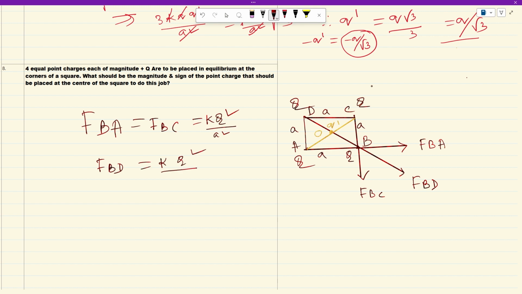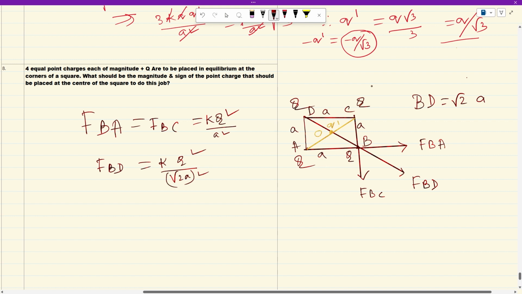KQ square by this distance. That length of diagonal is root 2a. Very simple geometry concept. And these two forces are equal, so it will act along FBD only. So resultant force going to be what? Understand what I told? FBA and FBC are equal. This angle is 90 degrees. It will act along the bisector, that is along BD.